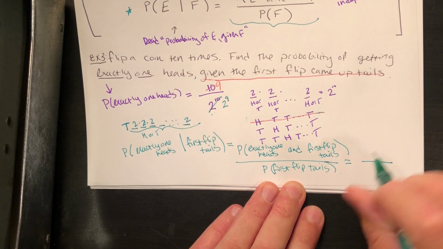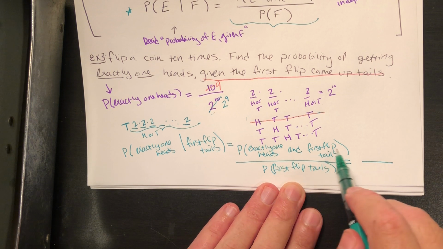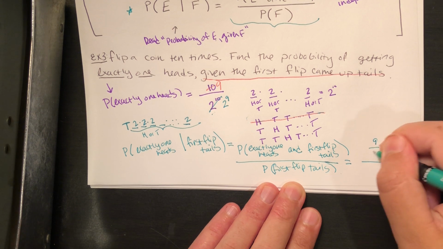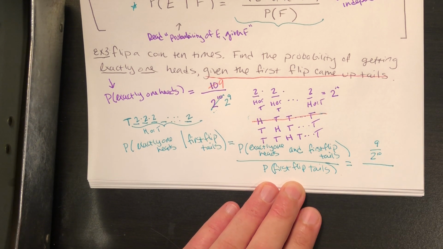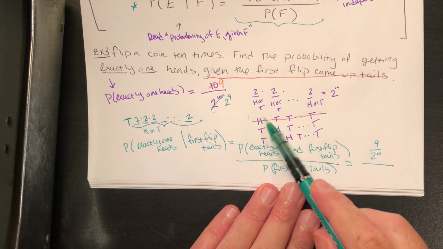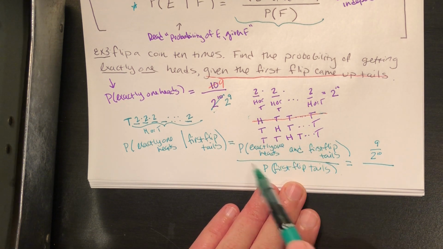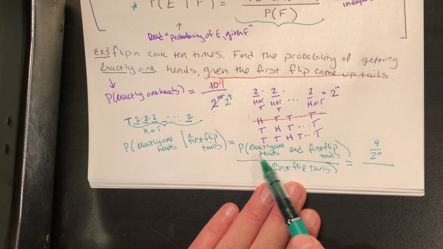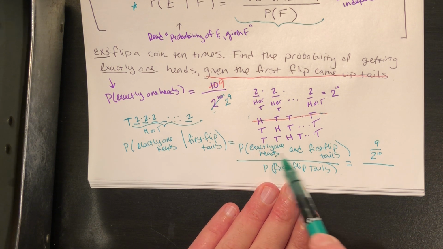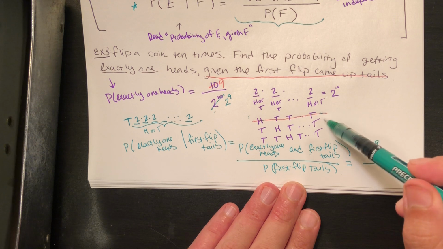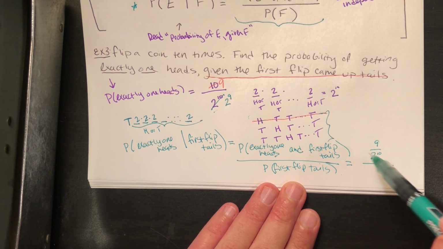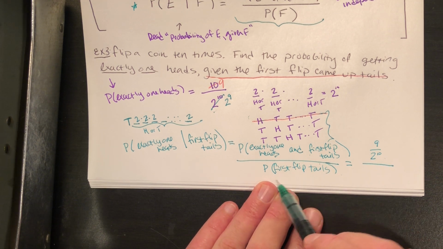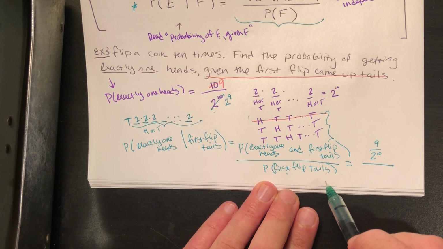All right, so let's go through this. The probability that you get exactly 1 heads and the first flip came up tails is going to be 9 over 2 to the 10. That's what we had up here above. Before we had said that we're not necessarily requiring that the first flip came up tails. We're just saying if you flip a coin 10 times, what's the probability that you get exactly 1 heads and the first flip was tails? So those are those 9 different scenarios we're looking for, and we have a total of 2 to the 10 possibilities. But we're going to divide that by the probability that the first flip came up tails.